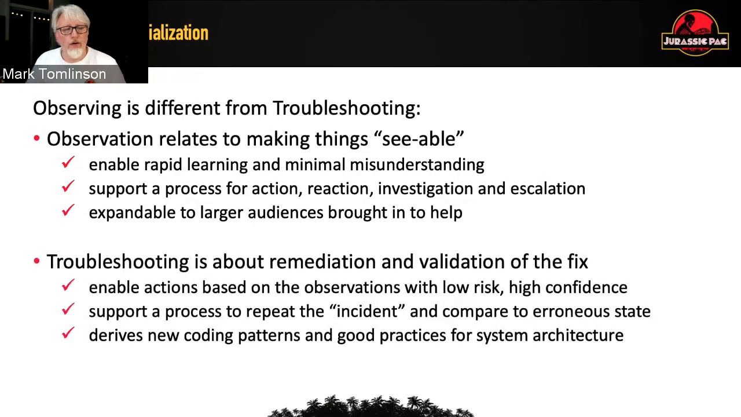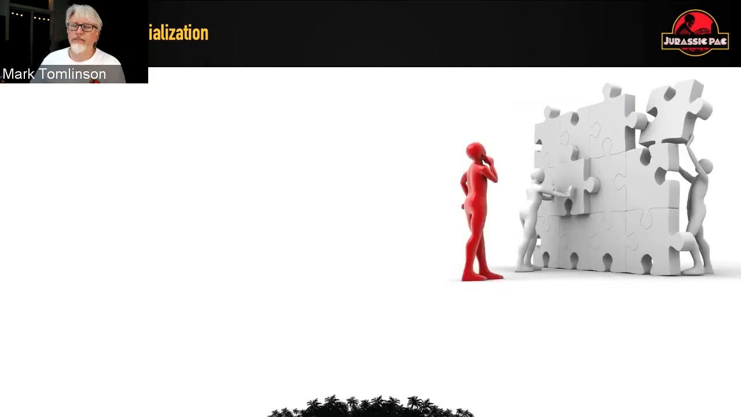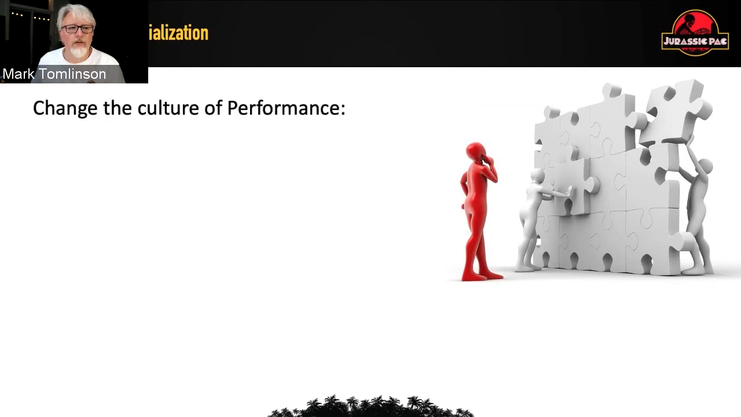Troubleshooting or problem solving, problem isolation, is really focused on remediation and validation of a fix. It's enabled based on the observations, low risk with high confidence. So I know from those observations this is the thing to fix, I have causation. It has a process enabled to repeat the incident, maybe, and compare to an erroneous state, so we can actually prove that we fixed it. And then it derives new coding patterns potentially. Let's not make the same mistake, so go back into the code base and fix this problem we found wherever we did it.